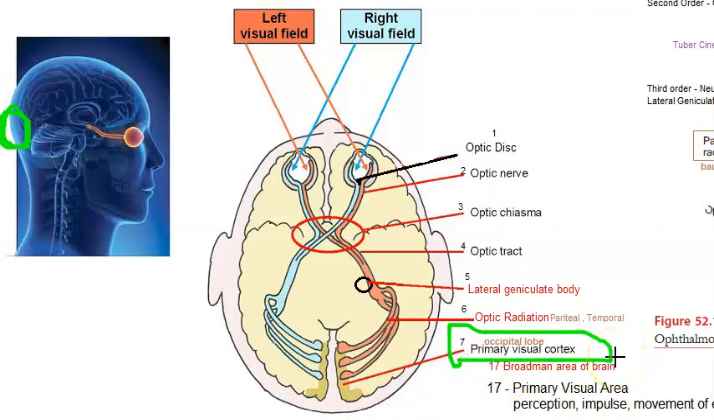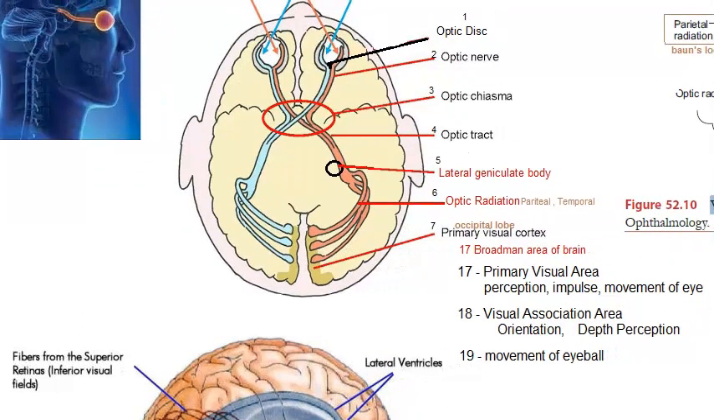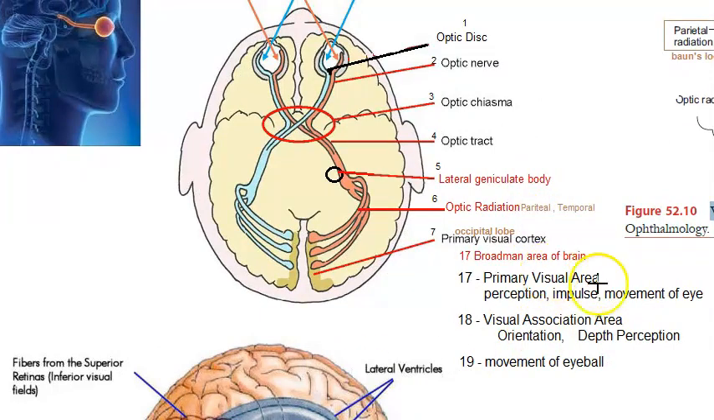This is Brodmann area 17 of the brain. So where is the primary visual cortex, guys? It is in the occipital portion of your brain. Have you understood this visual pathway? This is how the image goes from your eye to your brain. In the brain you do all the analysis. The primary visual cortex, area 17, is where you perceive the image, impulse, movement of the eye, everything.